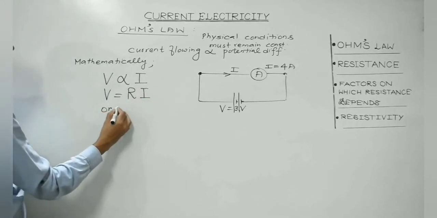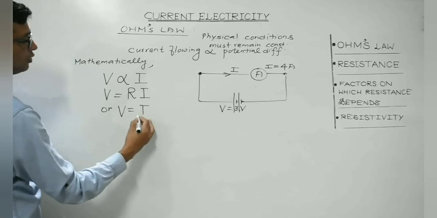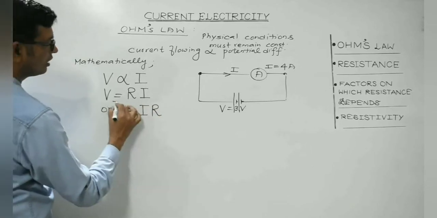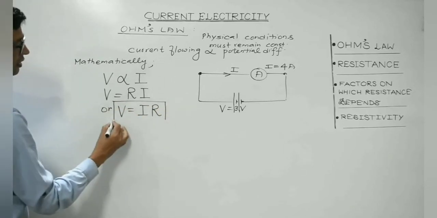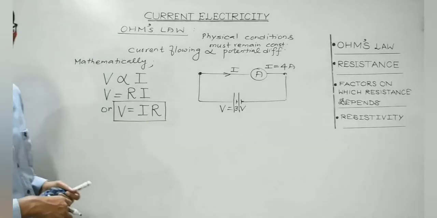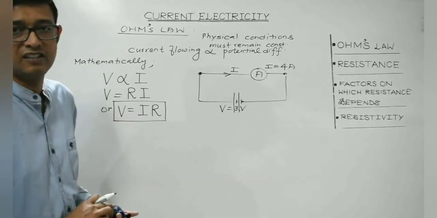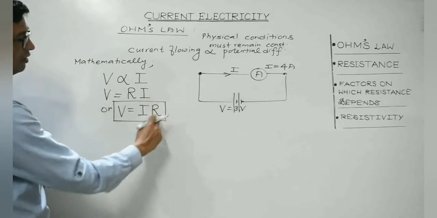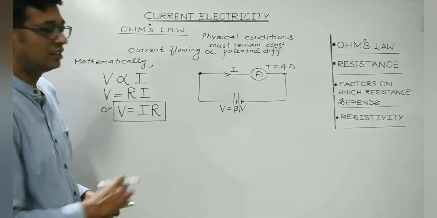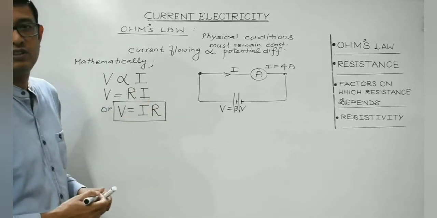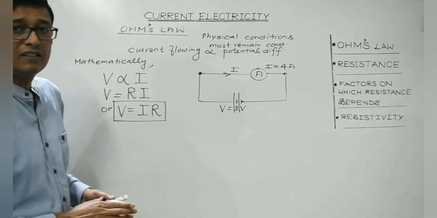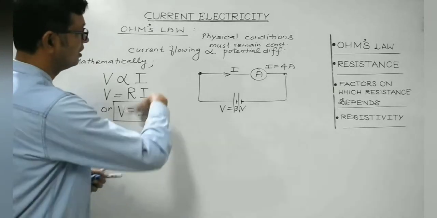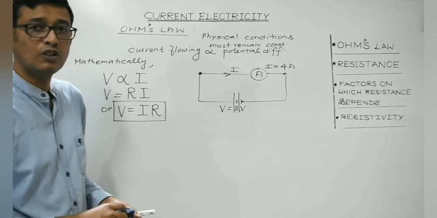Or it can be represented as V equals IR. R is the constant of proportionality, which is known as the resistance offered by the conductor. And this is the mathematical form of Ohm's law. So again, let us revise this statement of Ohm's law.